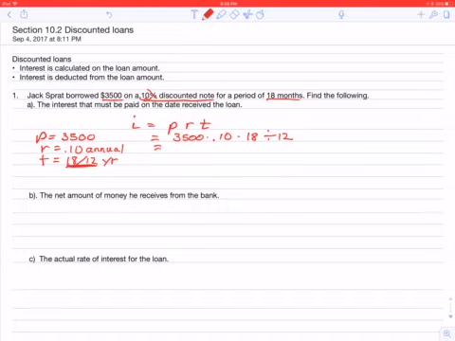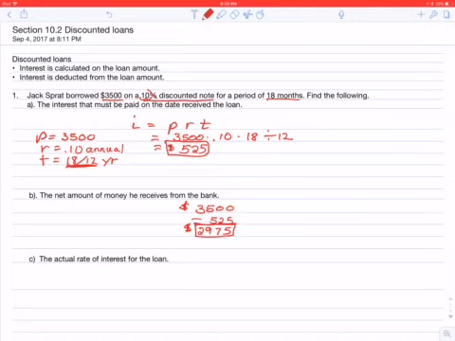And I find that the interest that he has to pay for the use of that money is $525. But because this is a discounted note, he has to pay the interest out of the loan amount. So he doesn't receive the full $3,500. We take the loan amount, subtract the interest. What he actually walks out of the bank with is a check for $2,975.